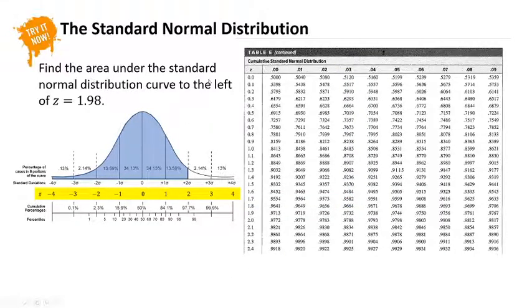So find the area under the standard normal distribution curve to the left of z equals 1.98. That's another one that you can use this same chart to do. Take some time for that.